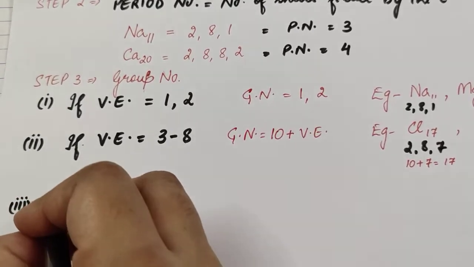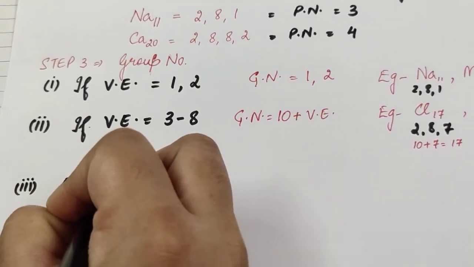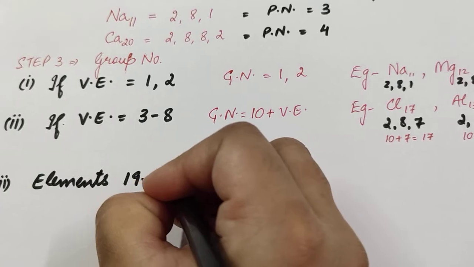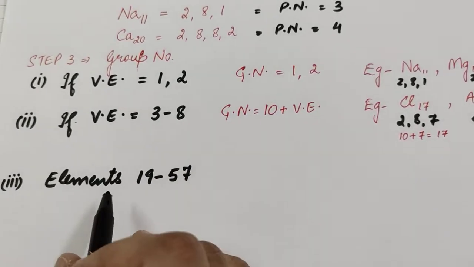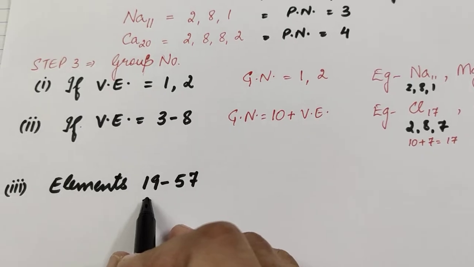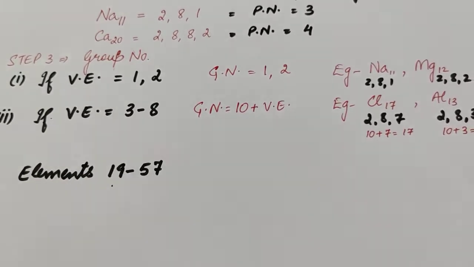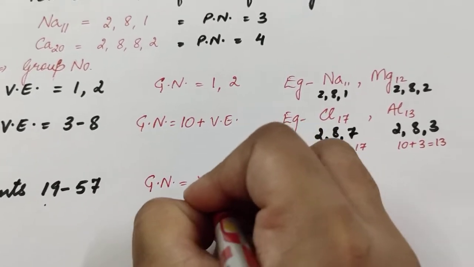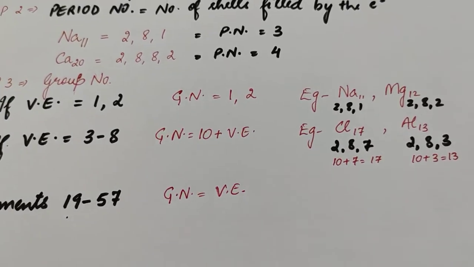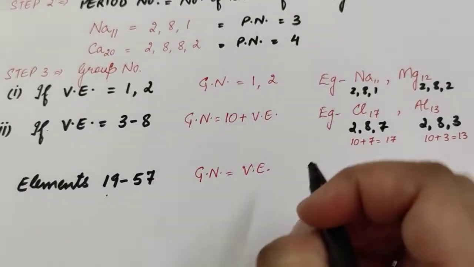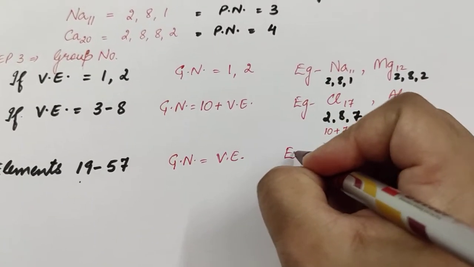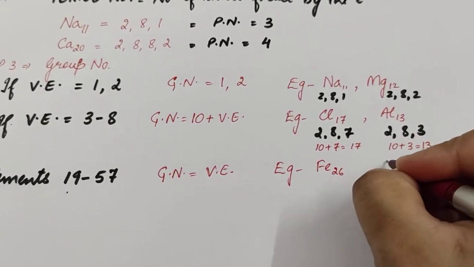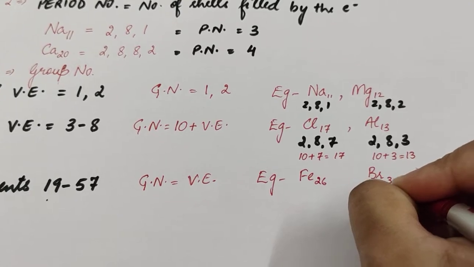So now for elements 19 to 57, that means those elements which have atomic number from 19 to 57, in this case the group number is equal to the number of valence electrons. Let's take up the example of iron. Iron is 26, and let's take up bromine, which is 35.